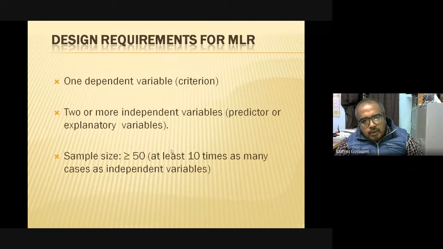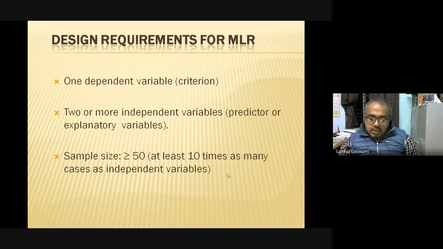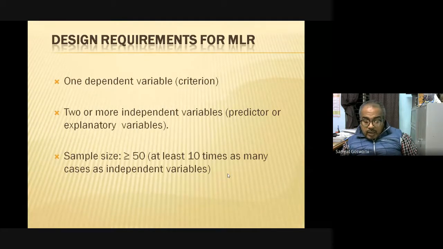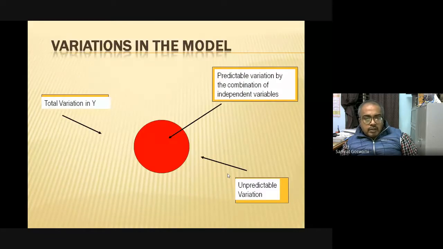The design requirements for MLR are: one dependent variable, which is the criterion, and two or more independent variables, which are the predictors or explanatory variables. If the sample size is greater than or equal to 50, that means at least 10 times as many cases as independent variables. So these are the parameters. You have to remember that the number of observations always has to be larger than the number of variables, or the number of parameters, that you have. That is going to be very, very important. Otherwise, the result that you will get will definitely be faulty.